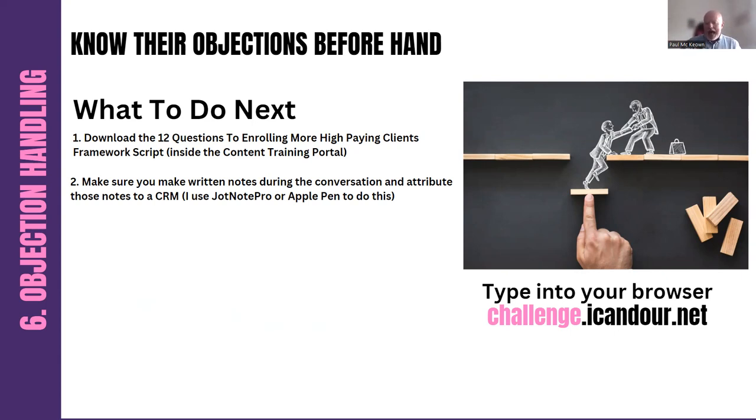Thank you very much. And this is why I use the app JotNote Pro, because JotNote Pro can take a full scan of the page and it can convert my handwriting, even my handwriting with Parkinson's, into OCR, in other words, optical character recognition, readable text that you can then store inside your cloud or inside your CRM system. I recommend that you store it inside your CRM system.